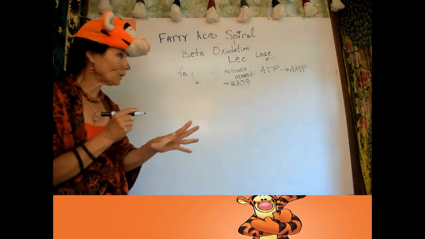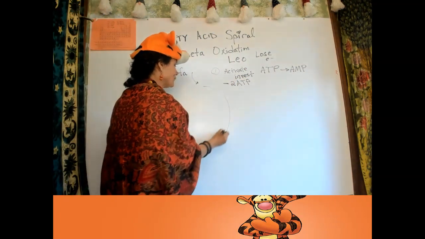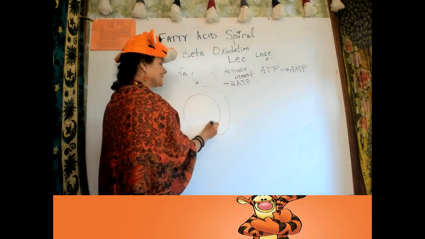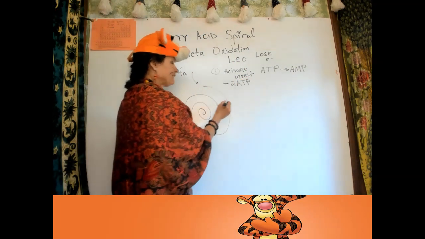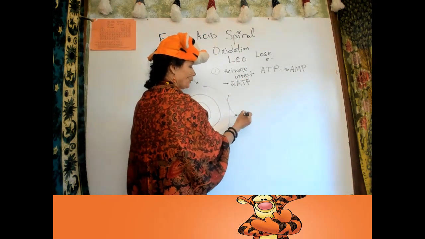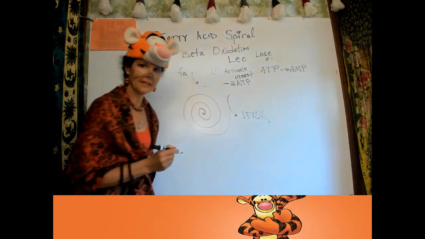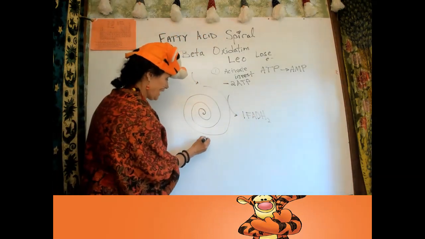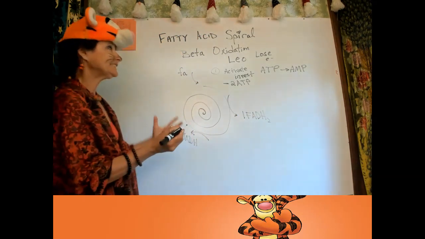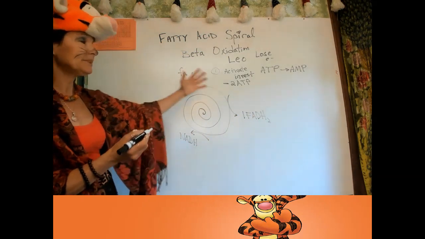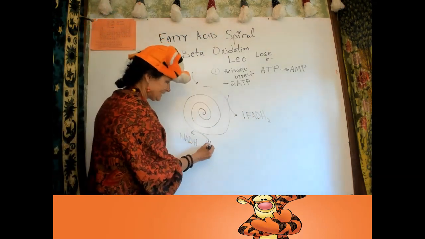All right, this only happens once, and then we're in the spiral. Every time it goes through the spiral, this is not a cycle. It keeps getting smaller and smaller. Every time it goes through this, you get 1 FADH2. Keep going, and every time you go through it, you get an NADH. This is the whole idea of the fatty acids getting oxidized. It's giving up its electrons because FADH2 and NADH, so this would be an NAD.